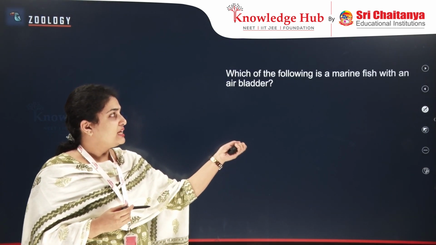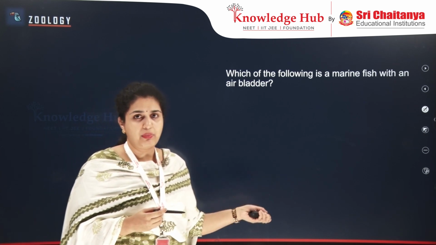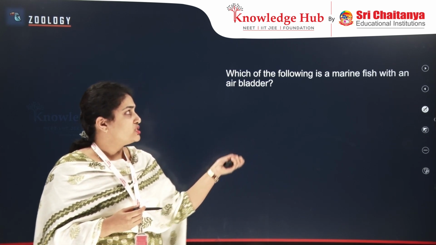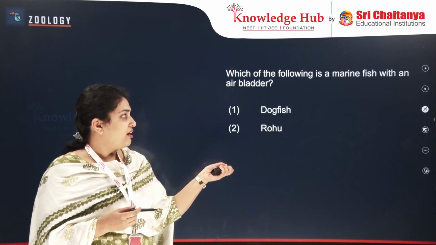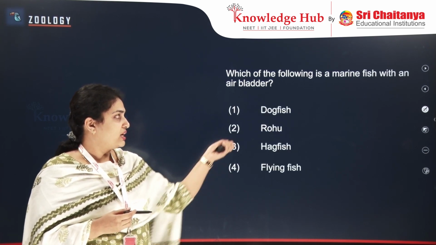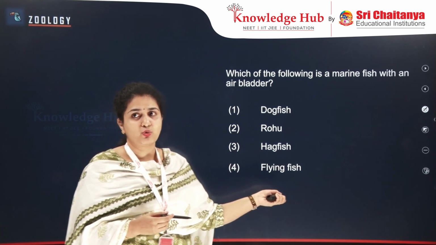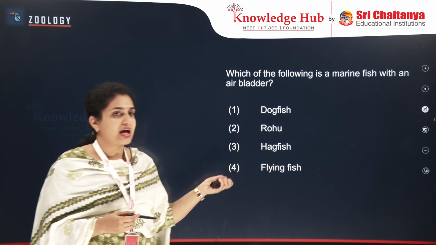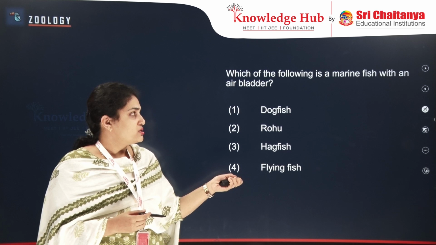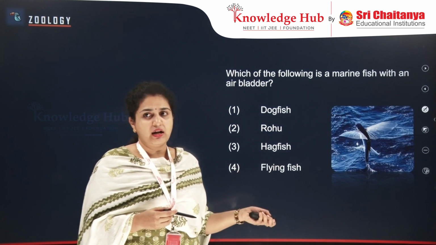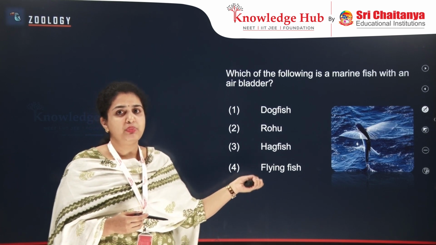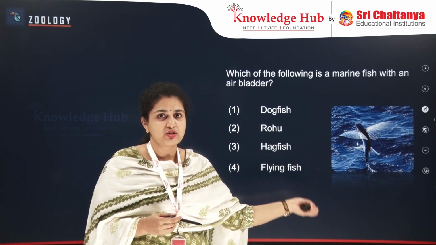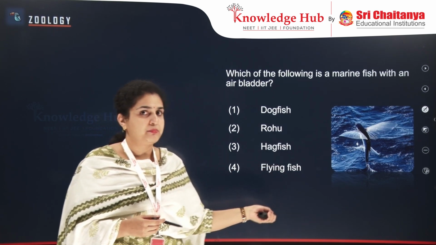Which of the following is a marine fish with an air bladder? Can you guess which is the marine fish? Just now we discussed. We have multiple options here: dogfish, rohu, hagfish as well as flying fish. Based on the diagram you can understand that it is flying fish, and this flying fish belongs to the class Osteichthyes, which has the air bladder.